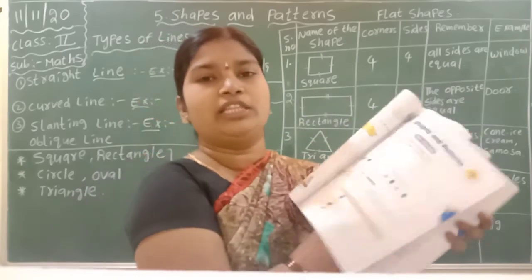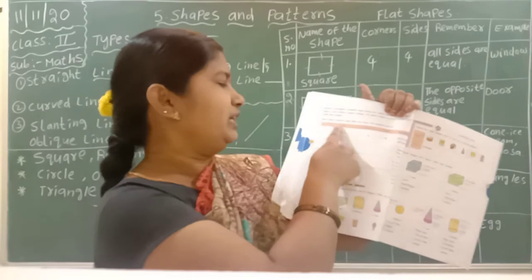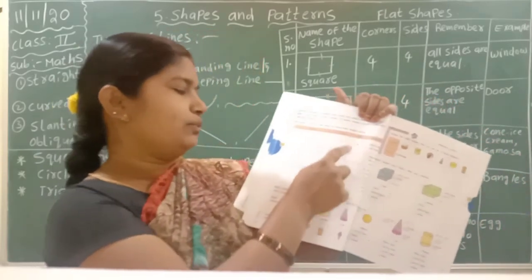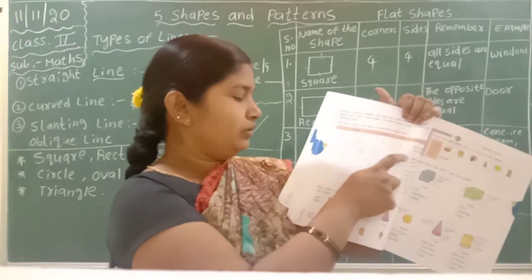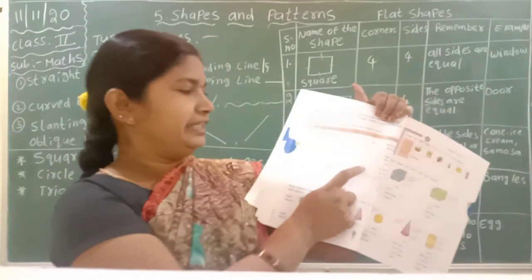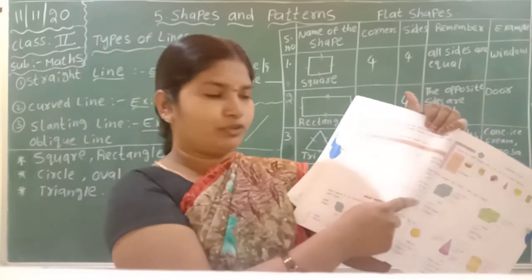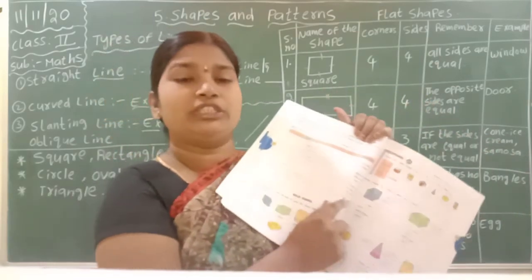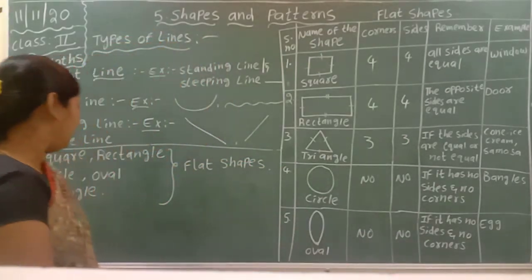Over, after that turn the next page, that is 101. They have given here, how many corners and sides do these flat shapes have? Here. Okay, you have to write down 4, 4, 3, 3. No corners, no sides. Fill up this one also. Up to here, you have to finish. This is your homework today. That is, complete in your textbook.